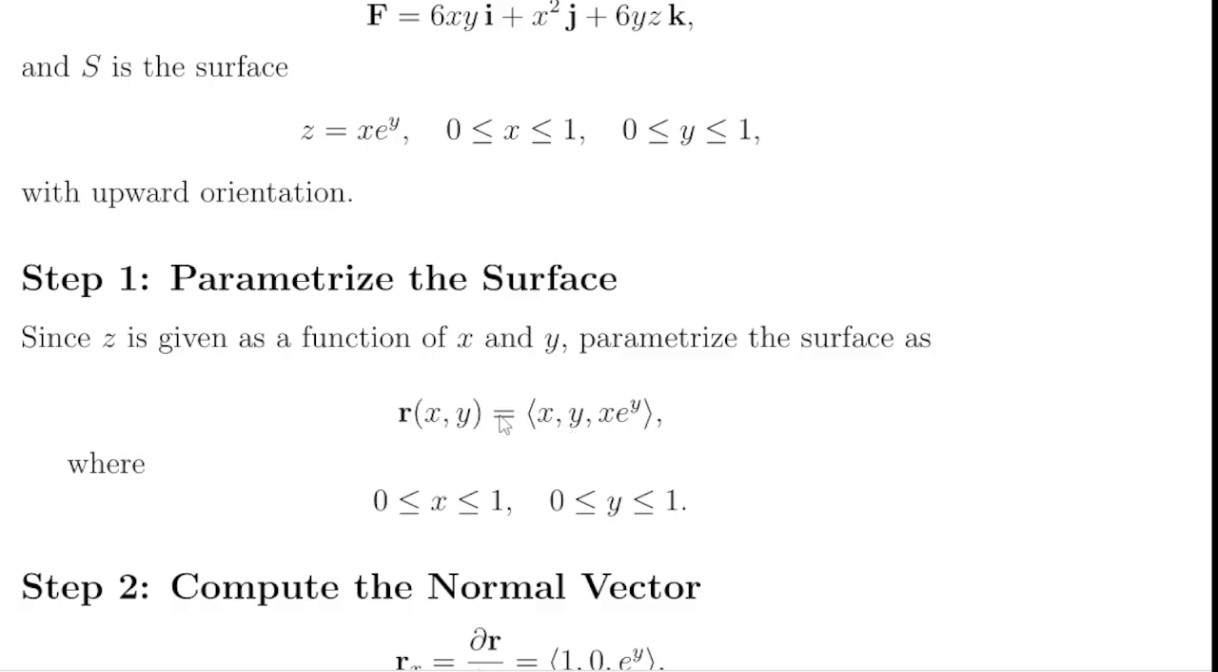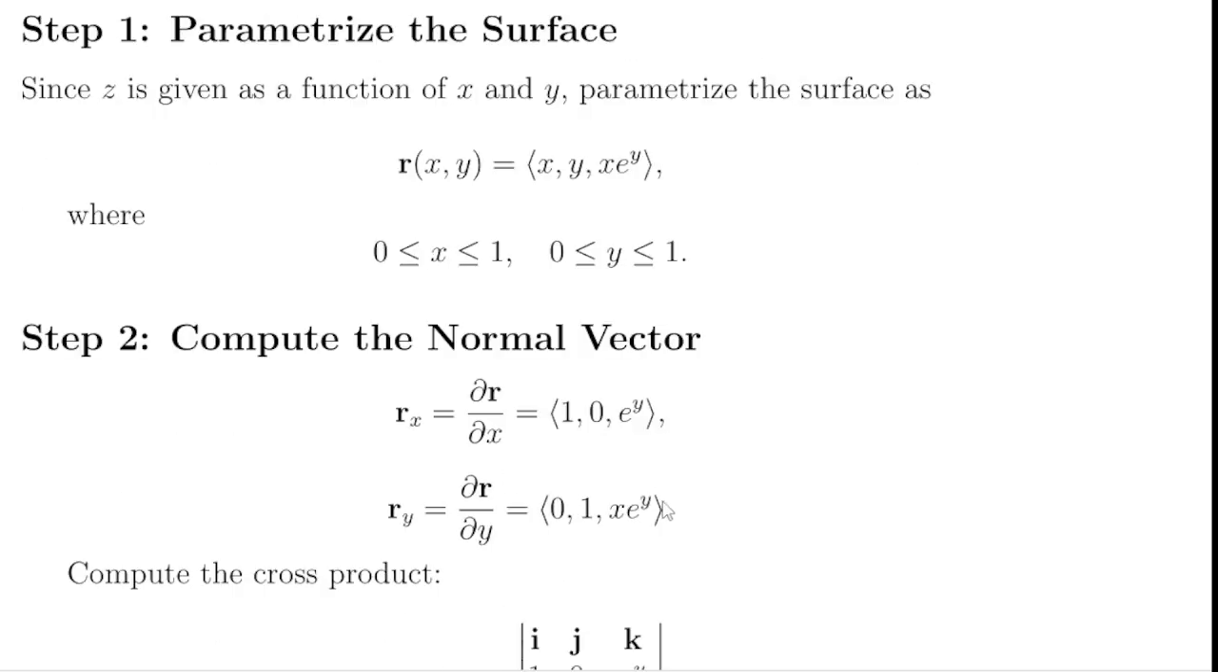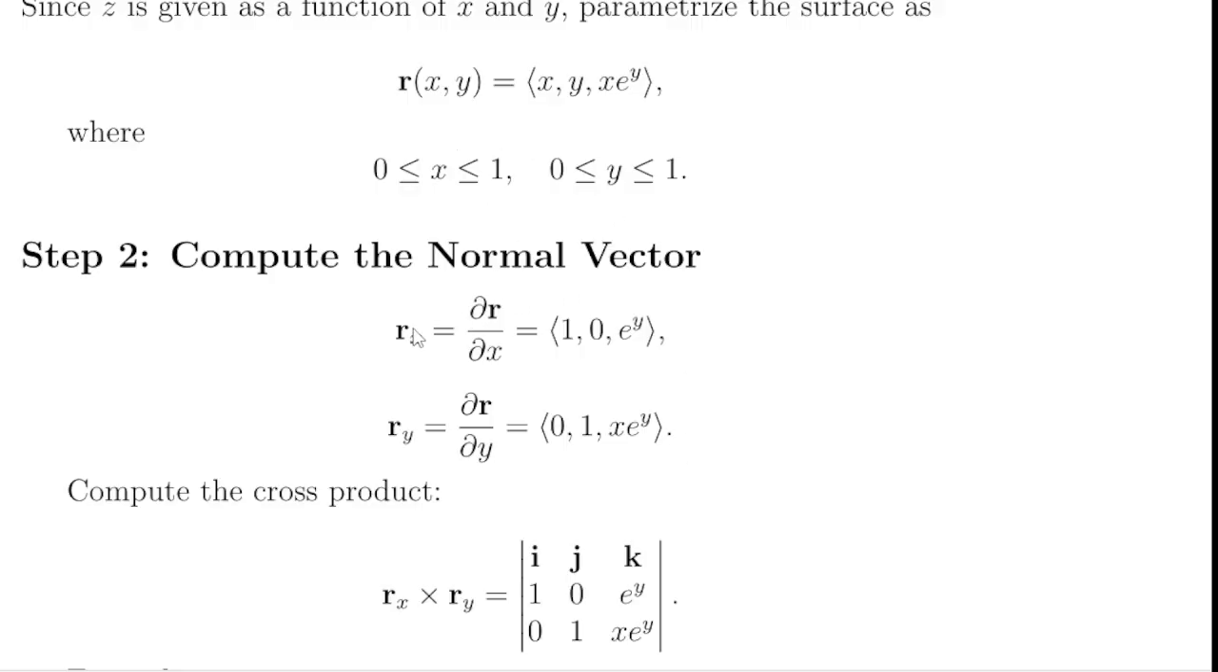So we can have r of x, y be x, y, z, but replace z with x e to the y. And so x varies between 0 and 1, and y between 0 and 1. The next step is to find the normal vector. So let's take the partial of r with respect to x and y. When we take the partial with respect to x, we get 1, 0, e to the y, and with respect to y, we get 0, 1, x e to the y.